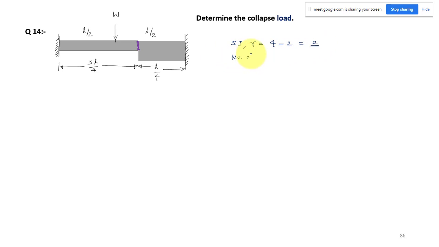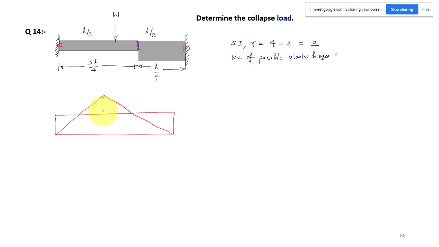So what is the number of possible plastic hinges? How many hinges are possible in this case? So we can have one hinge at the fixed support, one hinge we can have here, and if you draw the moment diagram, it may be something like this. So we can have a peak moment below the point load.